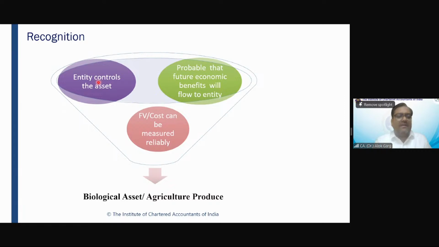Number two, whether the fair value of this dog can be measured reliably, if you know the breed of this dog, right? It is not an agriculture produce. I'm talking about a biological asset, because biological assets are also covered under this standard. Like cows are covered under this standard.